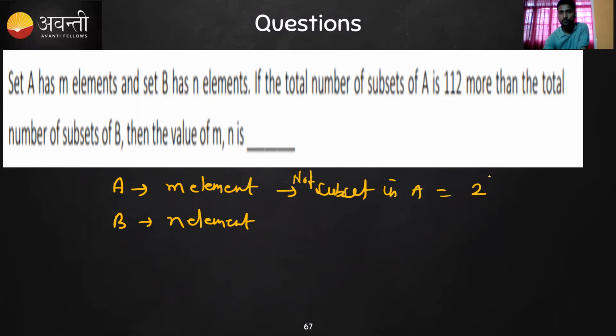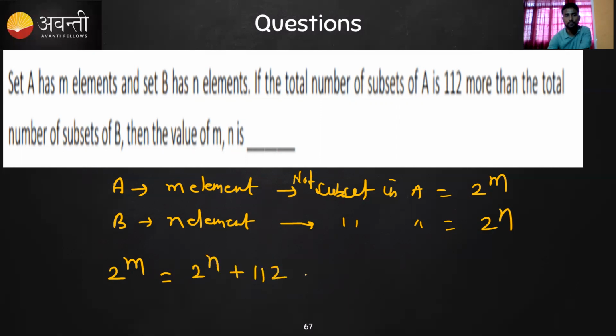So it will be basically 2 to the power m. Everyone knows the formula. If there are m elements, then it will be 2 to the power m. In the same way, it will be 2 to the power n. So what the question is saying is that the total number of subsets in A will be 2^m. It is 112 more than the total number of subsets of B. So it will be basically 2^n plus 112.